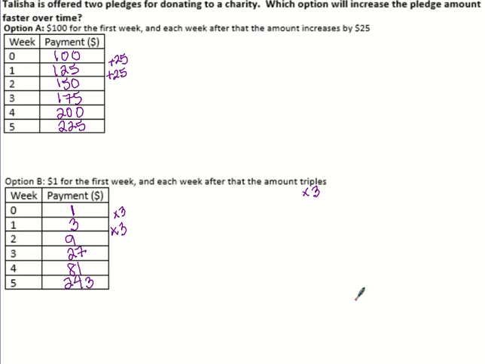So, which option is increasing my pledge amount faster? It's actually option B. Because if you look at 5 weeks, I'm at 225, I'm at 243, I'm actually already over the other one because it's an exponential amount. If we go to the next one, 6, it's going to be even more. So option B is the option that increases your pledge at a faster amount over time. Okay, and it's because it's exponential. We're multiplying instead of just adding.